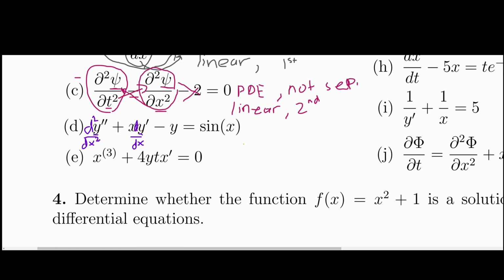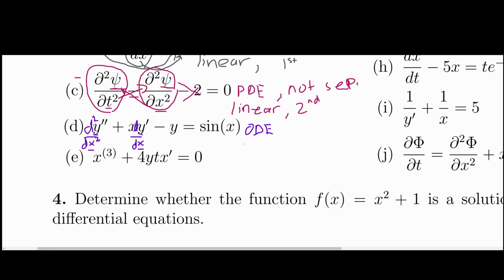Since y is being derived twice, but being derived by the same x, it is an ODE. If they were being derived by two different things, like c, where we have a t and an x here, it would have been a PDE. However, since it's not, it is an ODE. Now we look to see if it is linear or nonlinear.